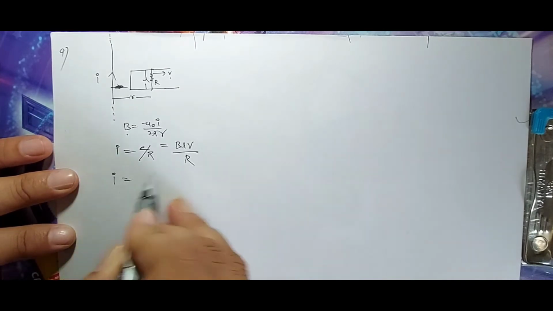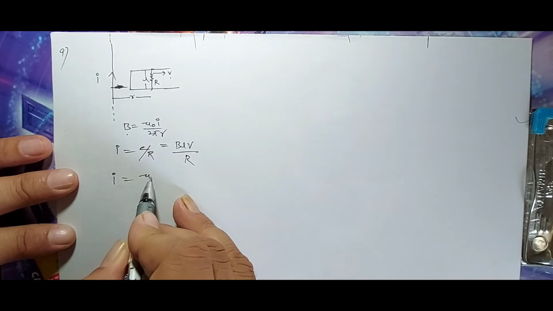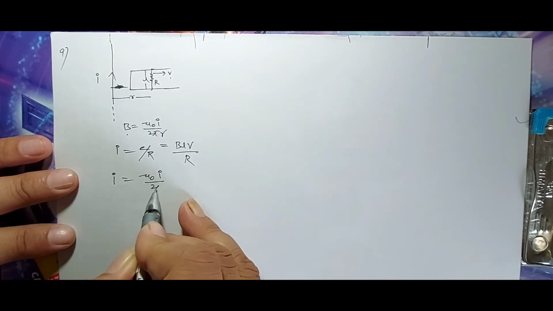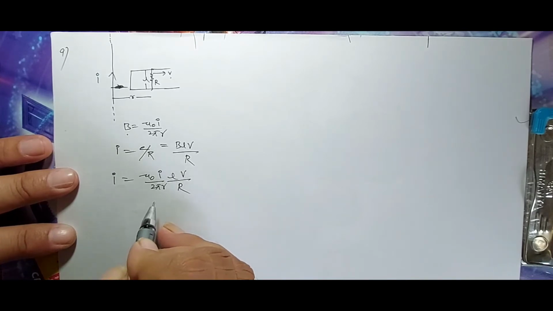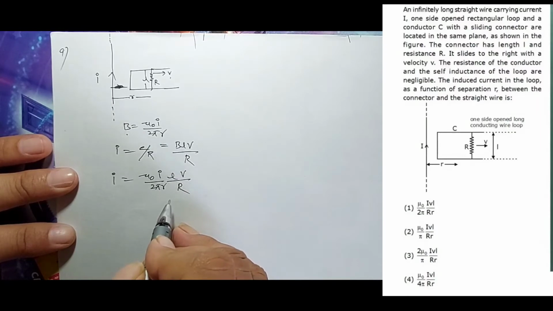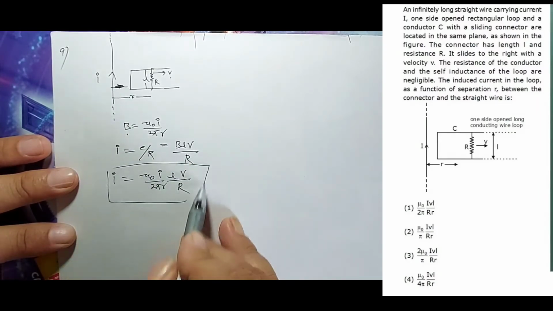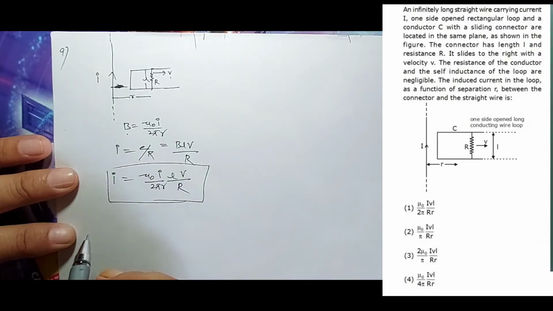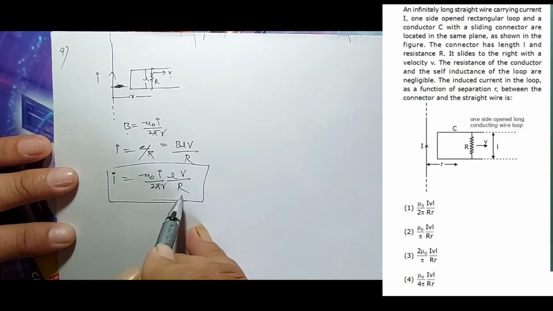So I is equal to, now substitute B in this equation, mu naught I by 2 pi R into L into V divided by capital R. So this is our answer, option 1: mu naught I V L by 2 pi into capital R into small r.